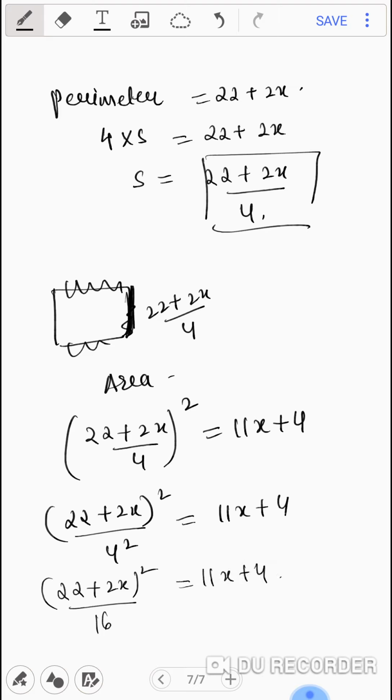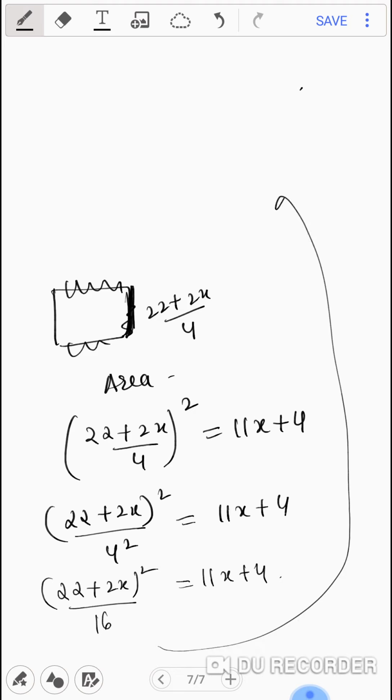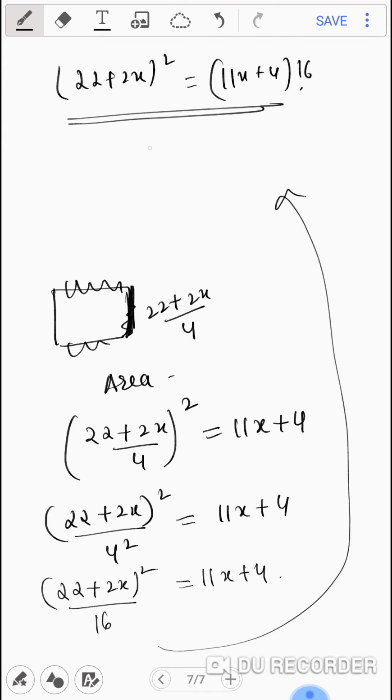Take the 16 on this side. I'll erase this part. Take the 16 up. So that will be 22 plus 2x the whole square is equal to 11x plus 4 into 16. Once you solve this equation, you will get the value of x. Yes, solving is your department. You have to make a quadratic equation, put it into the formula and get the value of x.